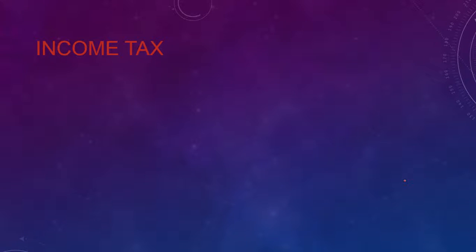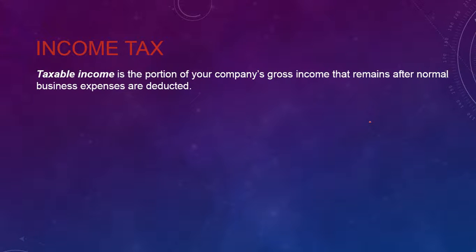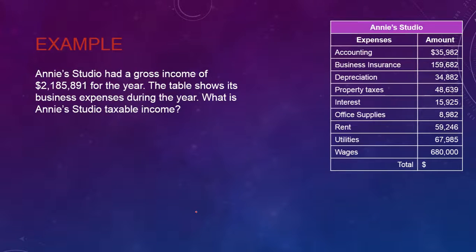All right, let's go over income tax now. Taxable income is the portion of your company's gross income that remains after normal business expenses are deducted. Taxable income can be found by getting the annual gross income and subtracting the deductions from that. So here's an example. Annie's studio had a gross income of $2,185,891 for the year. The table shows its business expenses during the year. So we want to know what is the taxable income.